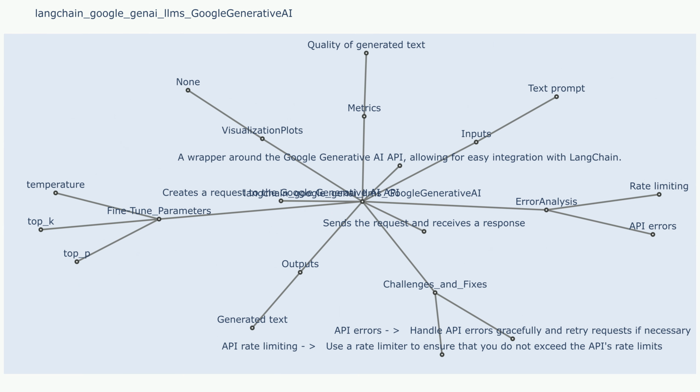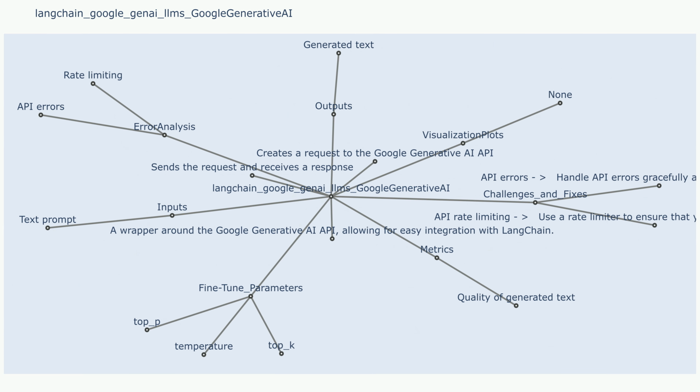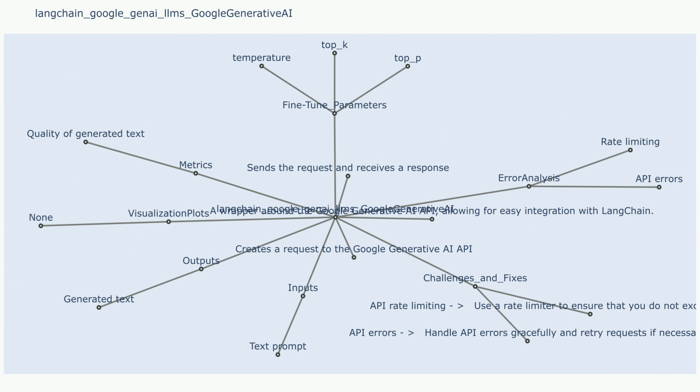Metrics. Metric 1. Explain in detail. The quality of the generated text is a key metric. It can be evaluated subjectively by humans or objectively using metrics like perplexity, BLEU score, and ROUGE score. These metrics assess the fluency, coherence, and relevance of the generated text compared to a reference or expected output.